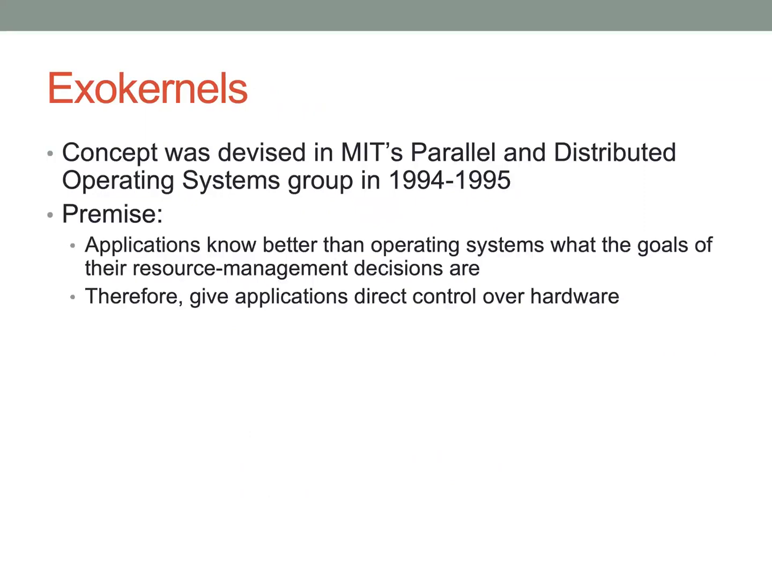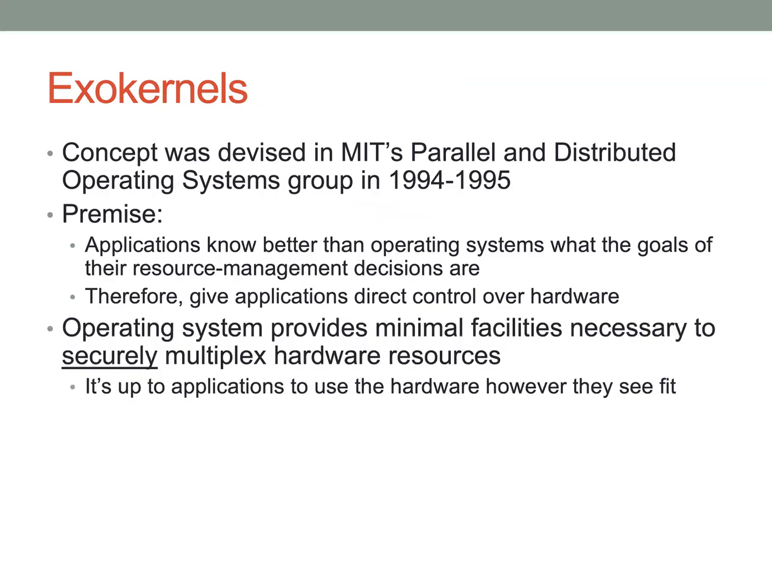And basically, the idea was an application is going to know what they need the hardware to do and how to do it efficiently better than the OS will. So instead of having the OS impose an abstraction that has costs, let's just let hardware be directly accessible by the application software. And so the OS starts to provide as little abstraction capabilities as possible.